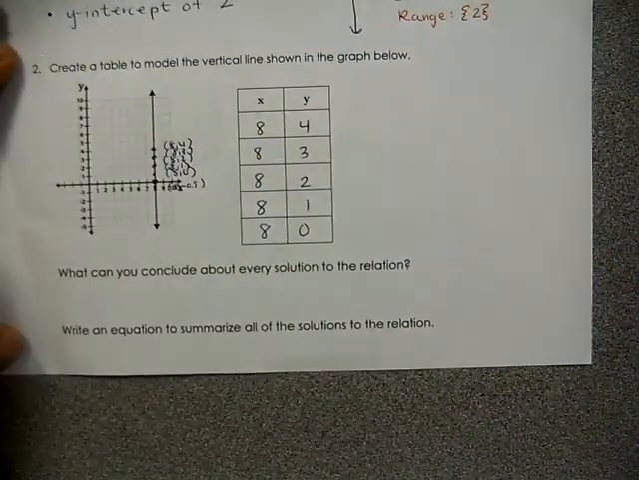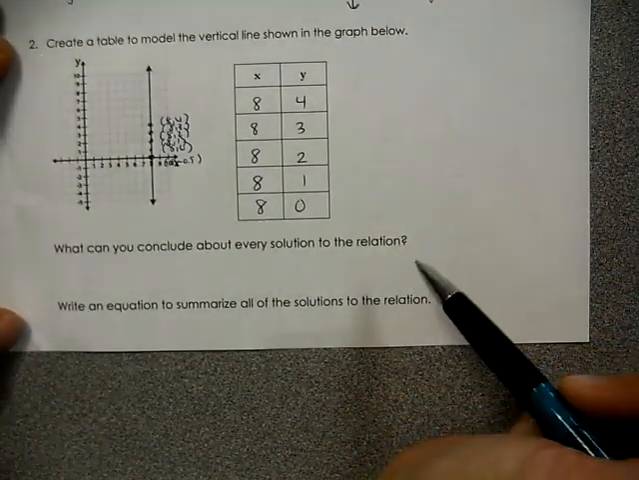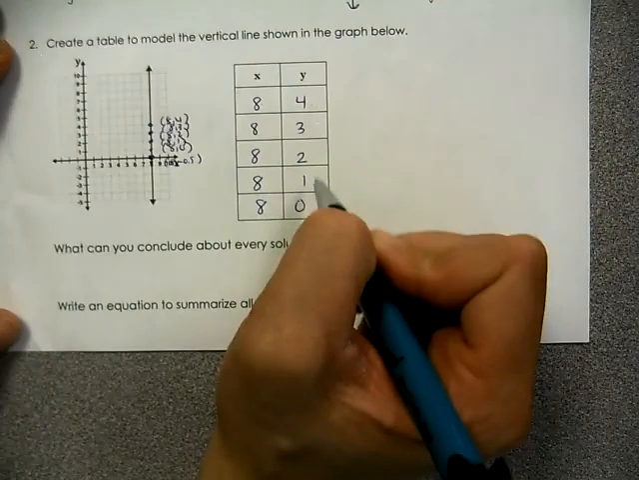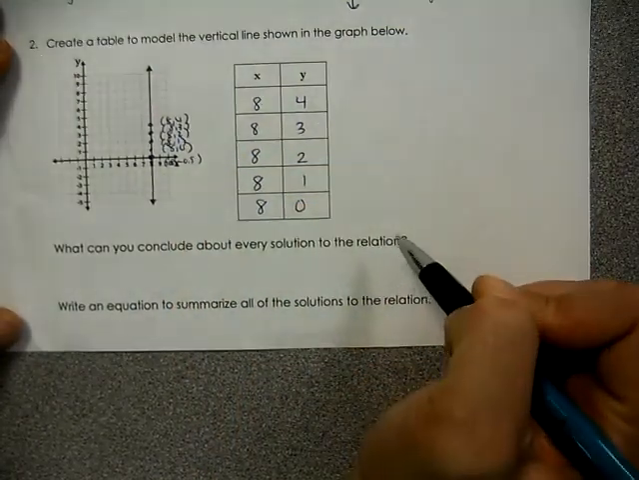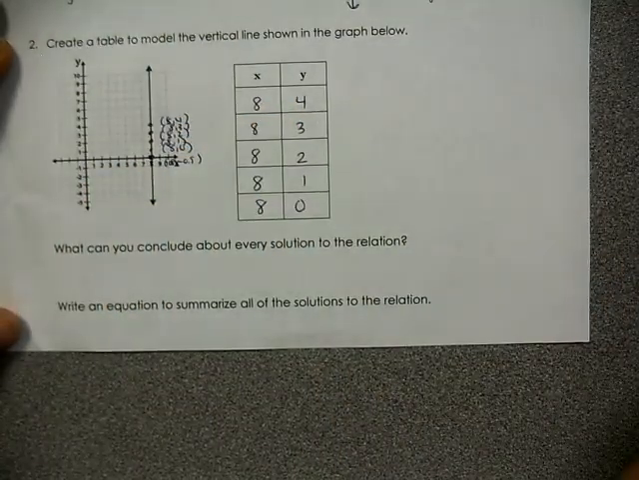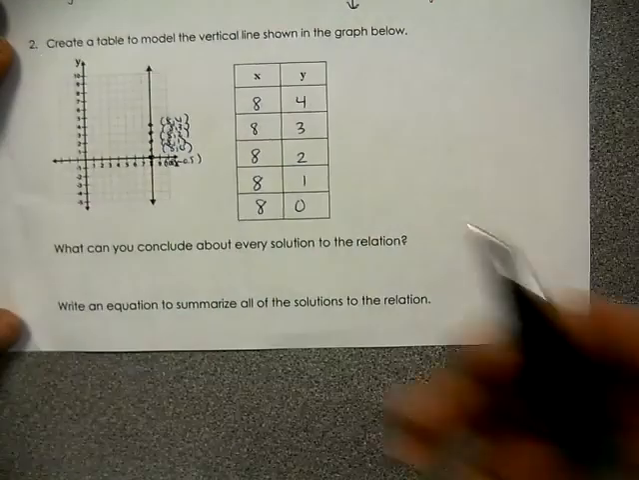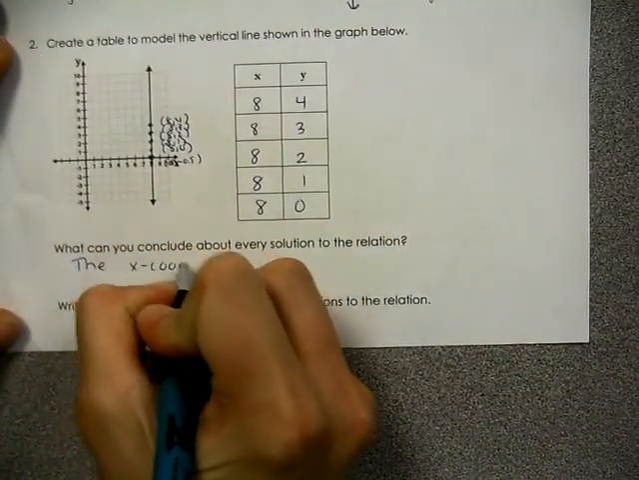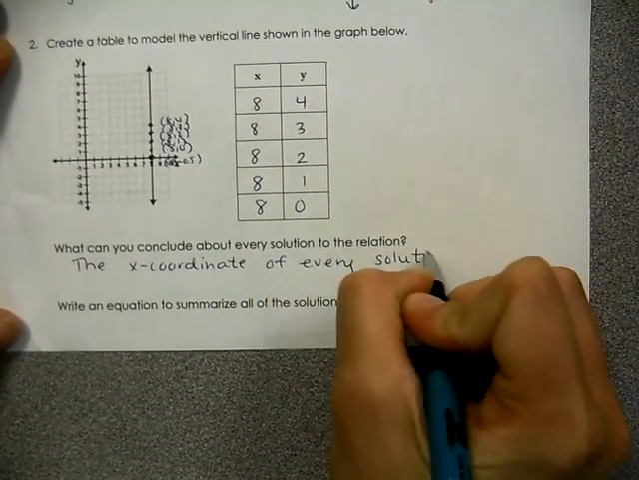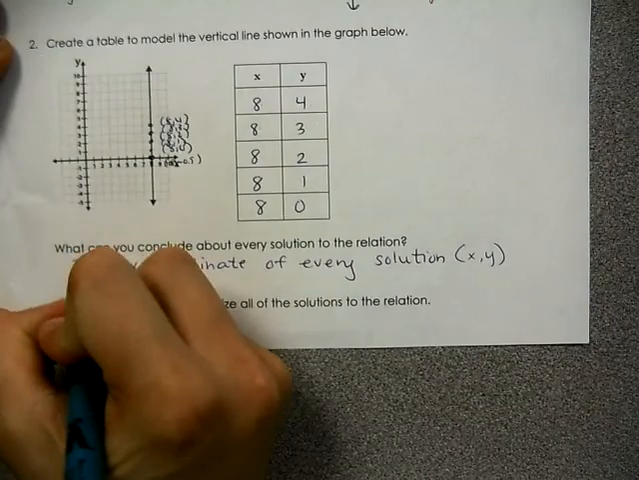When I look at this table for this vertical line, I can draw some conclusions. It says, what can you conclude about every solution to the relation? It says relation and not function because the input of 8 has multiple outputs. So it's not a function, it is only a relation. When it says solutions, it means the points on the line. So what can I conclude about every solution? Well, I can see that the x-coordinate of every solution, and when I say solution, I just mean an ordered pair, (x, y), or point on the line, is 8.